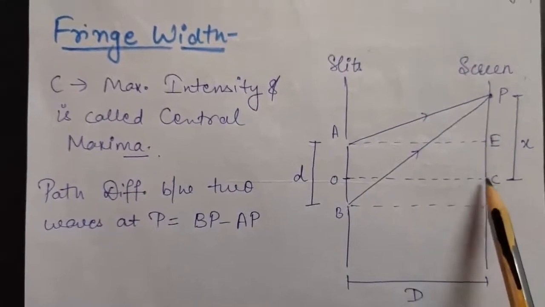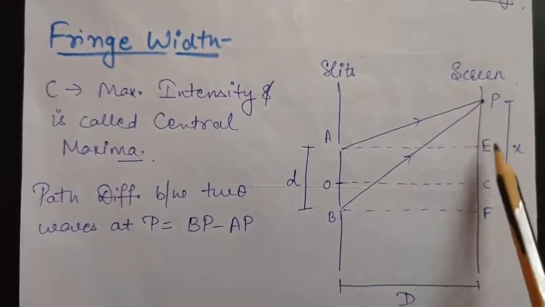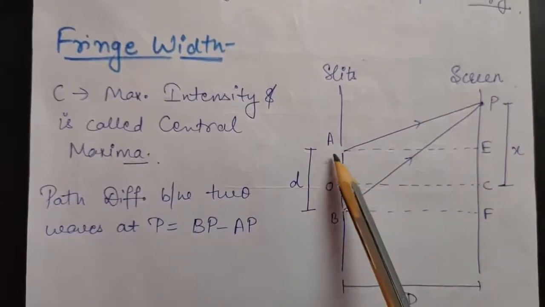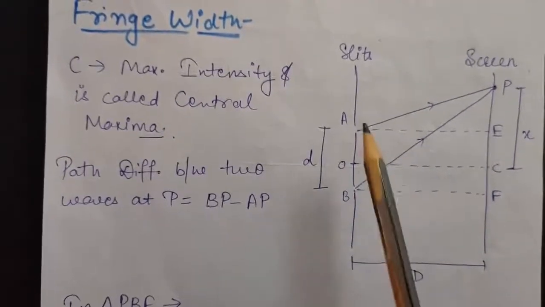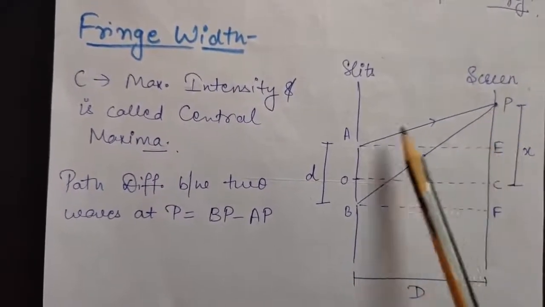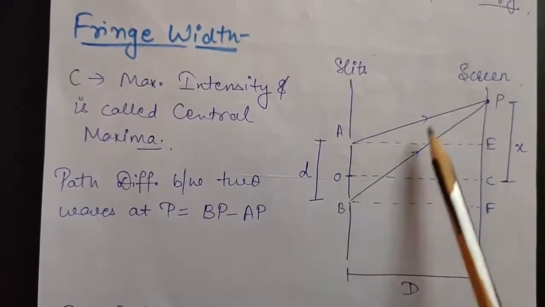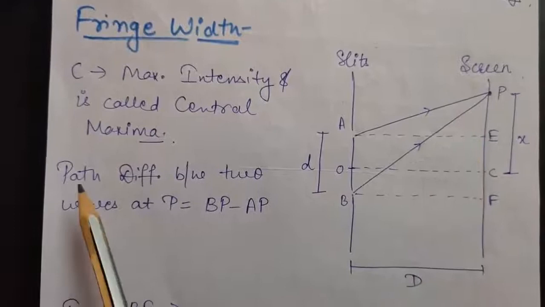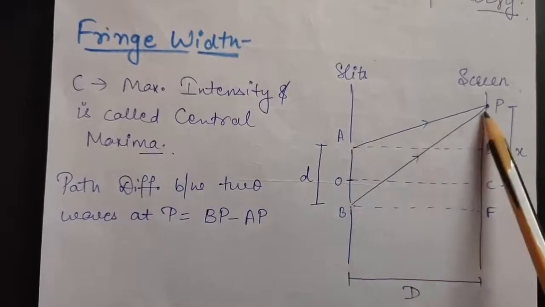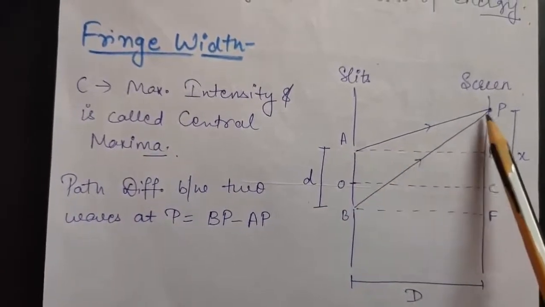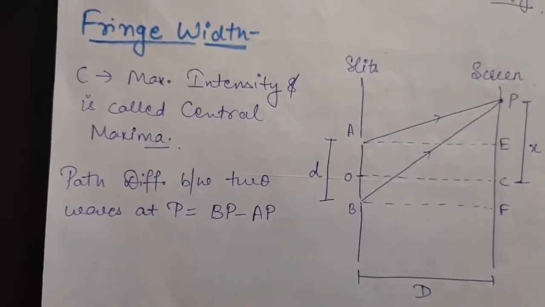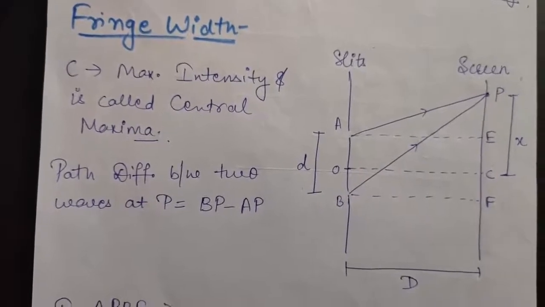Now let us consider a point P which is at a distance x from C, like this. I have denoted here x. Now let us draw two light waves from A and B to P. As you can see, because P is at a different distance from A and B, there will be some path difference between these light waves. So let us denote the path difference between two waves at P, that will be BP minus AP. Obviously this will be the path difference between the light waves. Now we will be calculating this value, and after that I will tell you what is fringe width. I hope this diagram is clear.